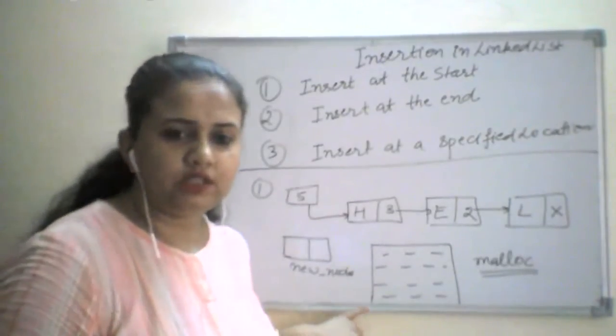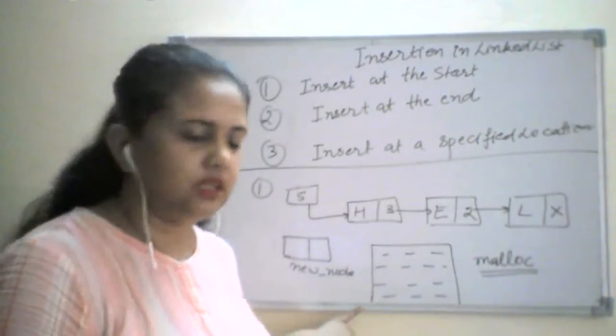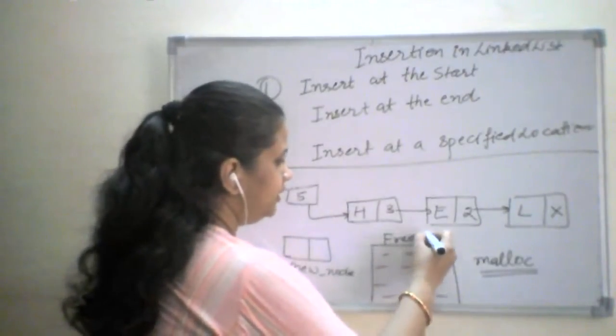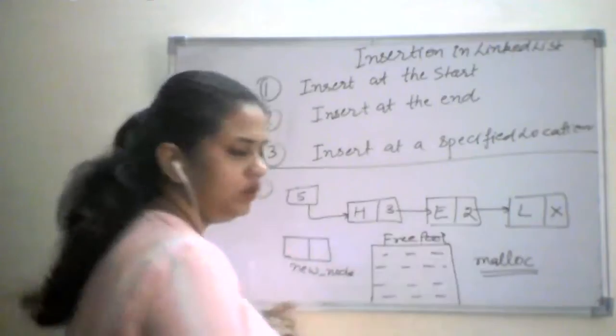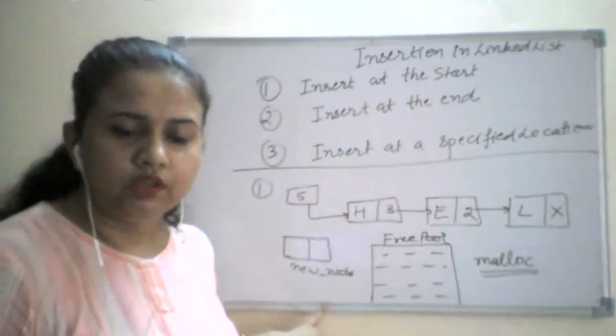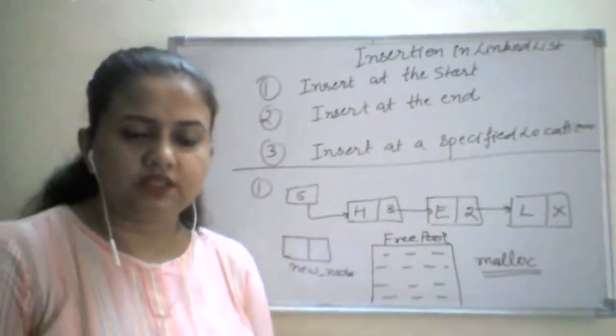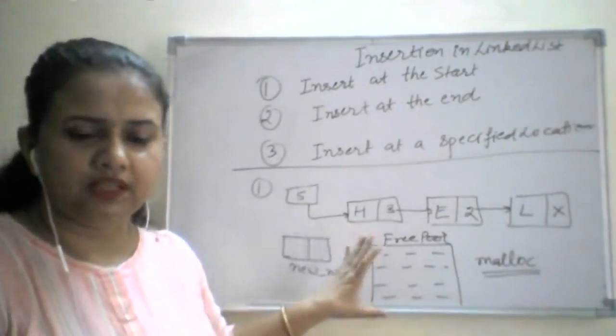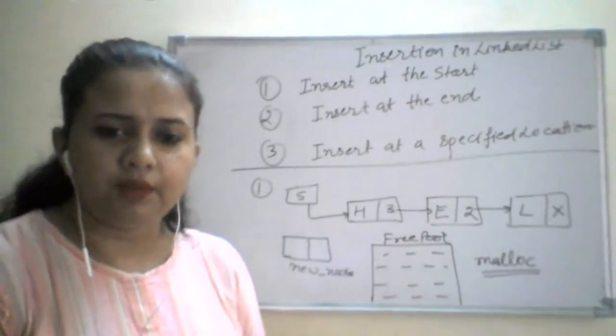Now the next question is from where that memory allocation is done. That memory allocation for your new node will be done from the free pool. It is called the free pool. So all the available spaces in your system are kept at a central place which is managed by the memory manager.